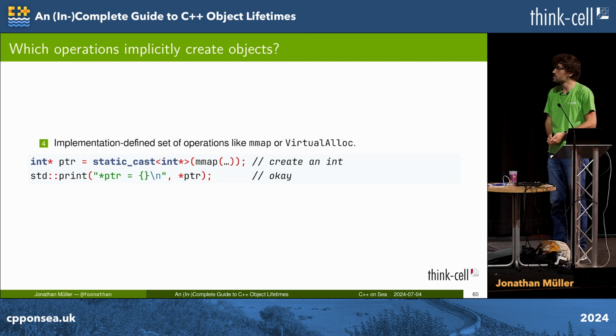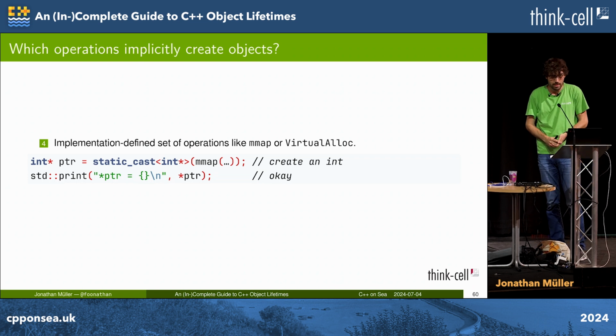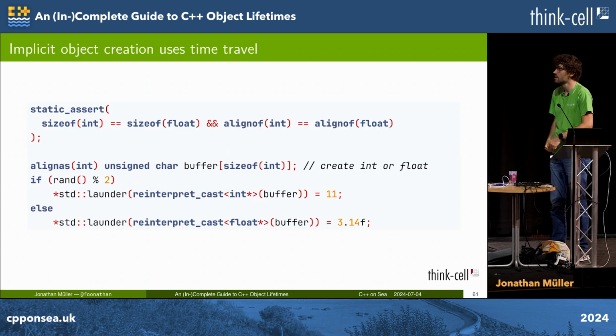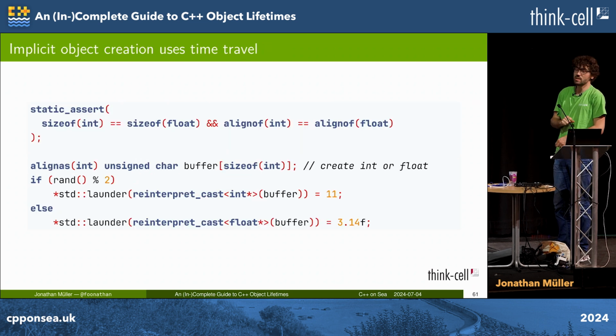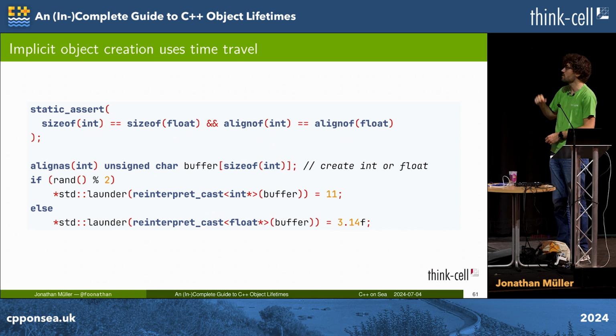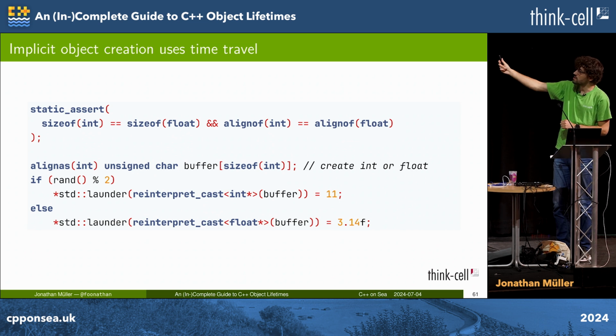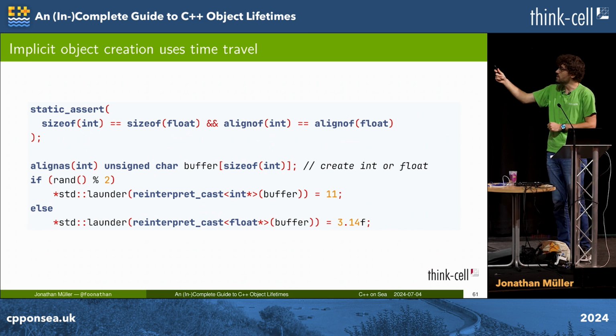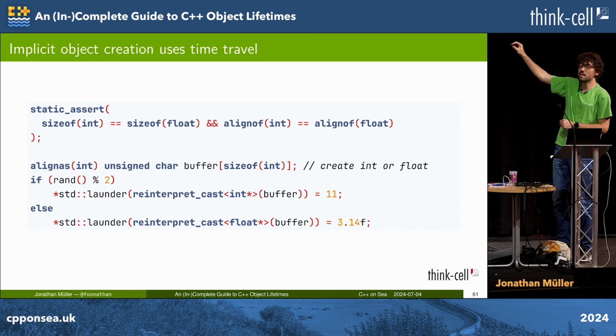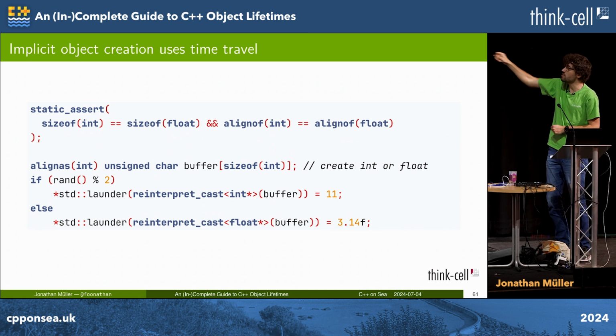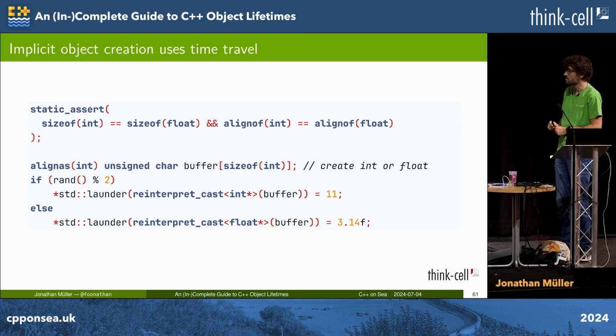Now, the question was already raised: how does the compiler know to create an int? And the answer is the compiler uses time travel. So let's say an int and a float have the same size. We create a buffer that is big enough for an int or a float. And then we roll the dice. If it's even, then we create an int, and if it's odd, then we create a float. Now, at this point, again, pretend the launder doesn't exist. But let's say it's even, so we're about to assign an int in there. At this point, the implementation needs to travel back in time to the line where we created the buffer and create an int in there in order to make the code well-formed.